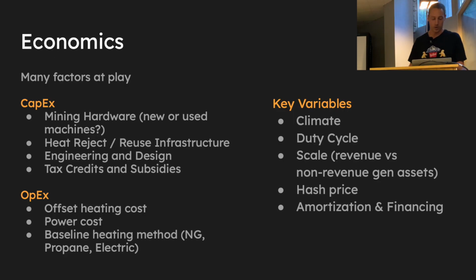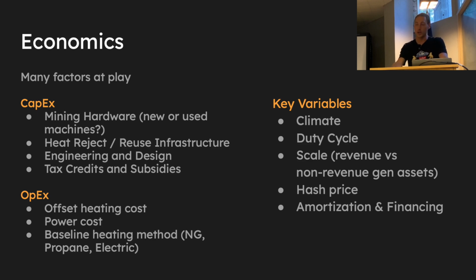So how do the economics work? I've alluded to this a little bit. There's the CapEx, right? There's the mining hardware, new or used machines. I think that heat reuse is an excellent opportunity to reuse older machines because you're not so sensitive to the efficiency, right? The heat is a product in addition to the sats. It's a great way to reuse older miners. It's a great way to lower the CapEx by buying a machine that is 1 or 2 years old after it's heavily reduced in price. Then there's the heat reject and reuse infrastructure, what I just outlined on the slide before here.